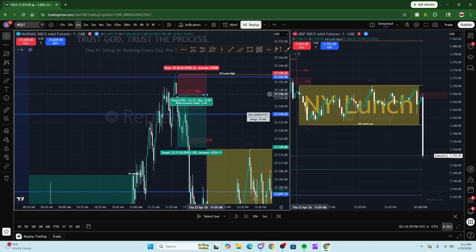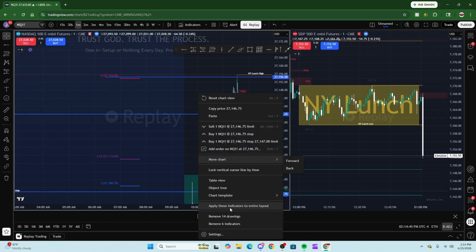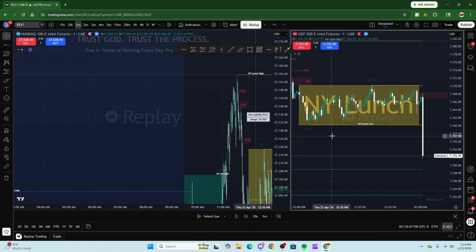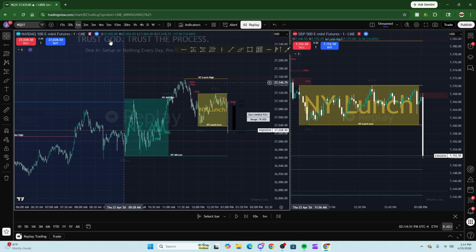What's it called? There's no obvious time AMD for me. It's not a continuation, and there's also no liquidity over here. This is just a random level, so I wouldn't take that. But hopefully you guys are understanding just how insane these standard deviations can be.